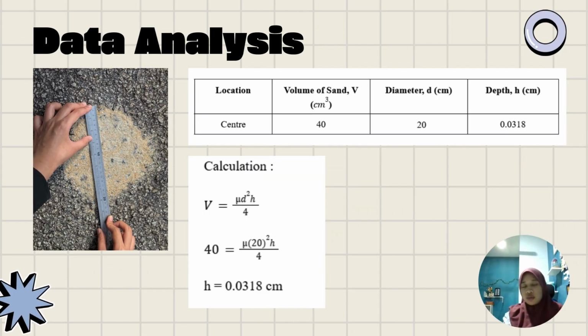So the data obtained for this lab is 20 centimeters in diameter for the sand that was located at the center of the road. And by using the formula pi d squared h over 4, we will get the MTD, which is 0.0318 centimeter.